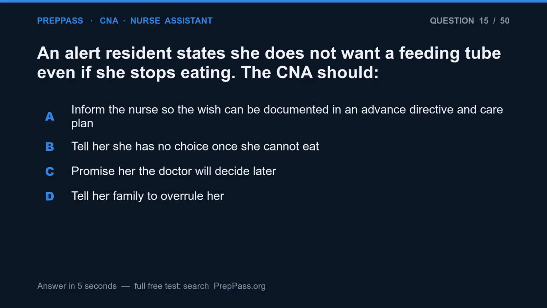Question 15. An alert resident states she does not want a feeding tube even if she stops eating. The CNA should: A. Inform the nurse so the wish can be documented in an advance directive and care plan. B. Tell her she has no choice once she cannot eat. C. Promise her the doctor will decide later. D. Tell her family to overrule her.